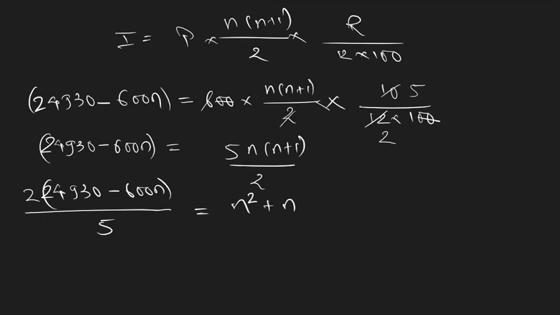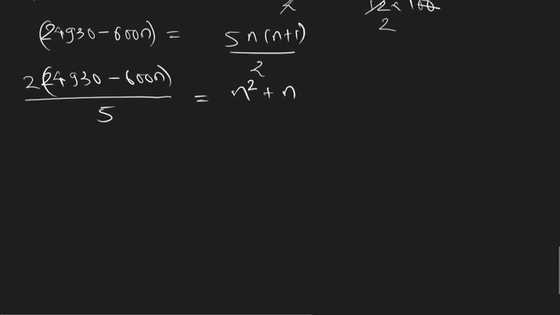Now see, both have zeros in the end, so they must have 5 as a common factor. So let's simplify them now. First I will write it as 24930 into 2, which is 49,860. Okay, just hold on.